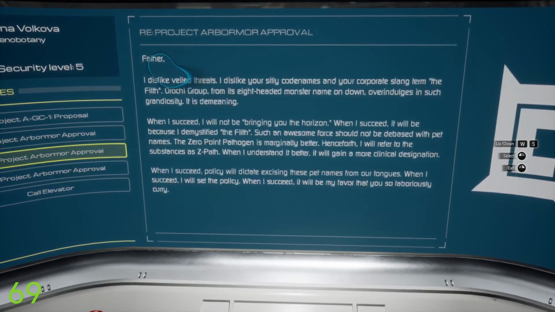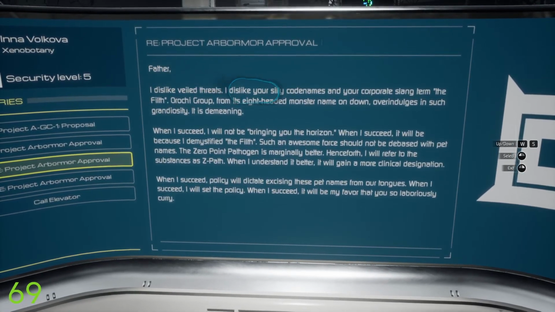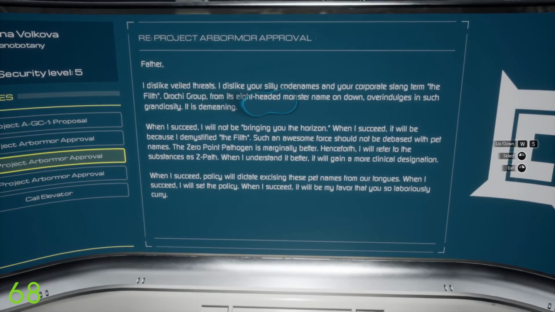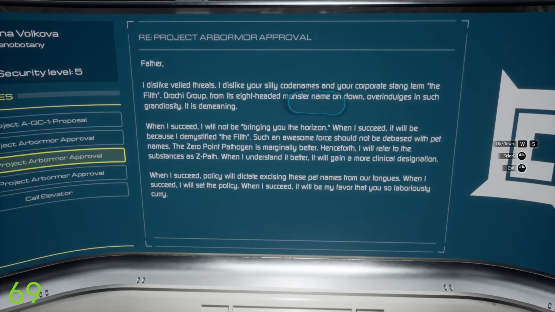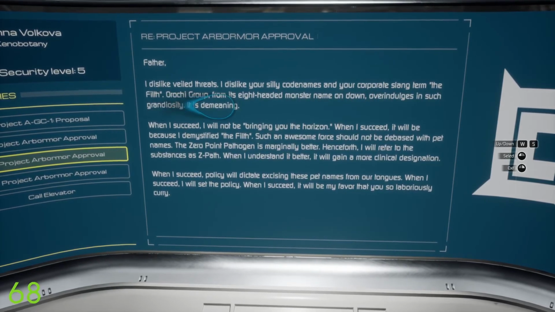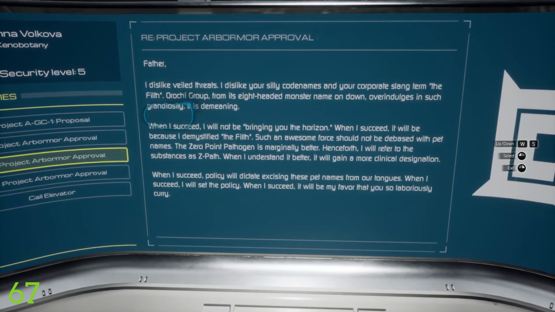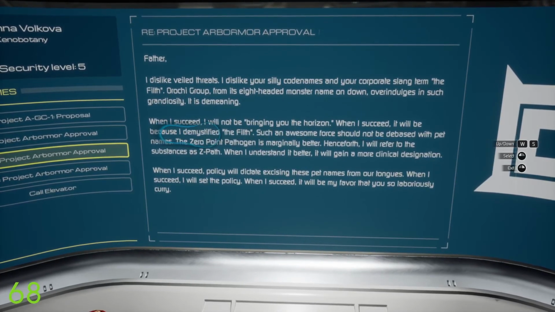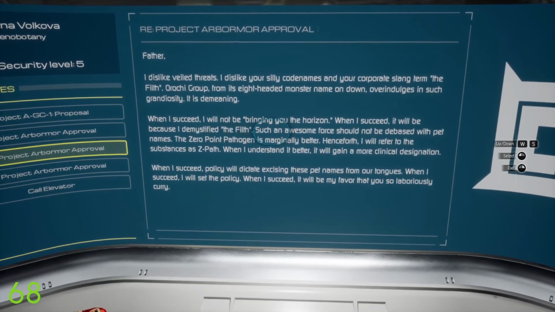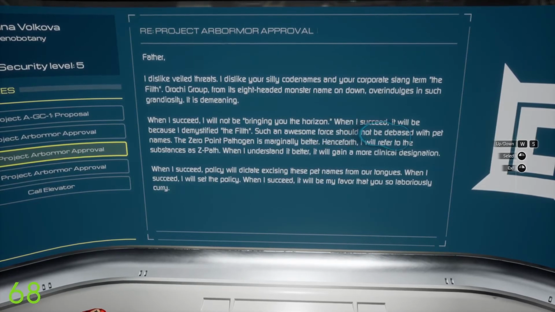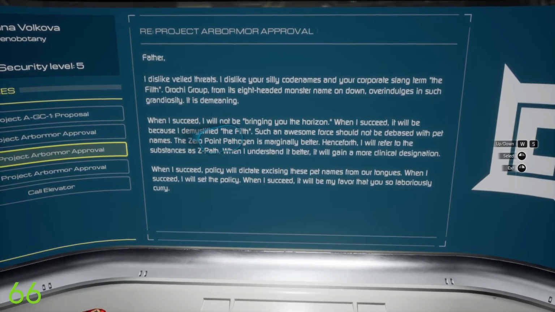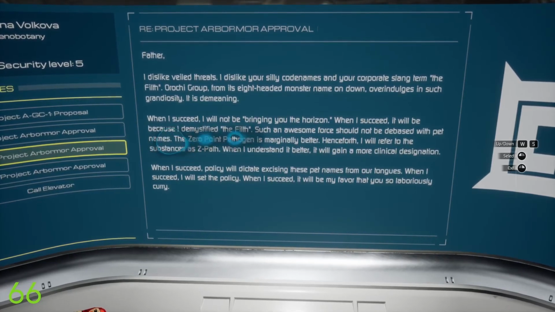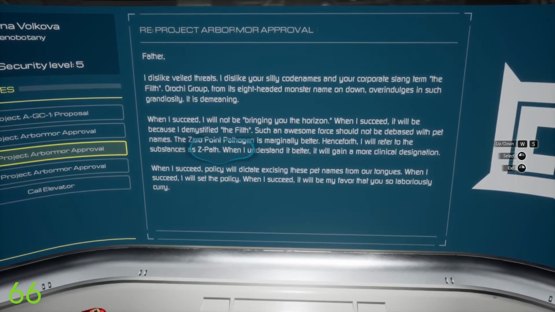Okay. I dislike veiled threats. I dislike your silly code names and your corporate slang term, the filth. Orochi Group and its eight-headed monster name on down overindulges in such grandiosity. It is demeaning. When I succeed, I will not be bringing you the horizon. When I succeed, it will be because I demystified the filth. Such an awesome force should not be debased with pet names. The zero-point pathogen is marginally better. Henceforth, I will refer to the substance as Z-Path.